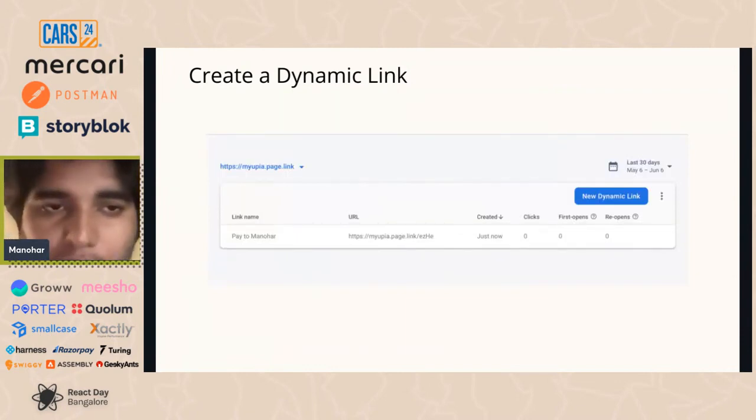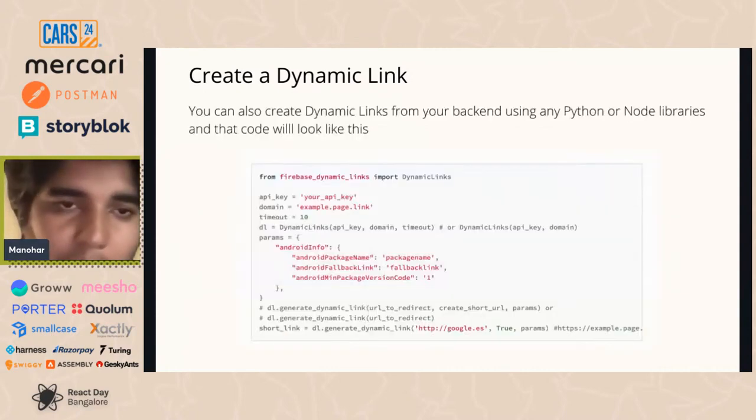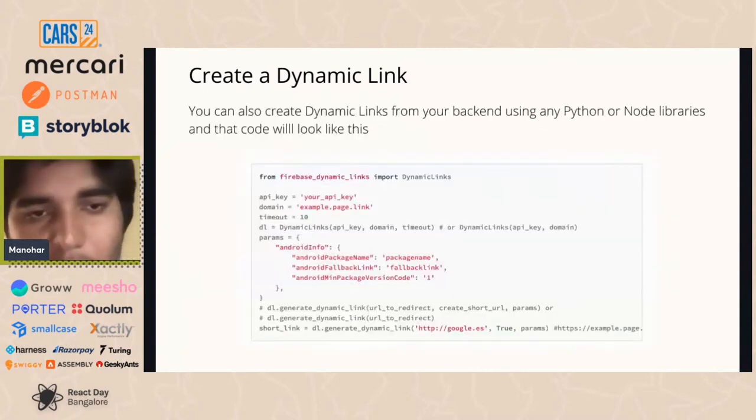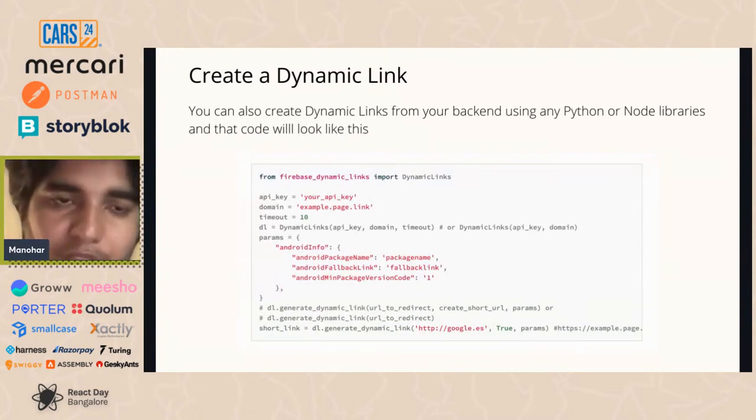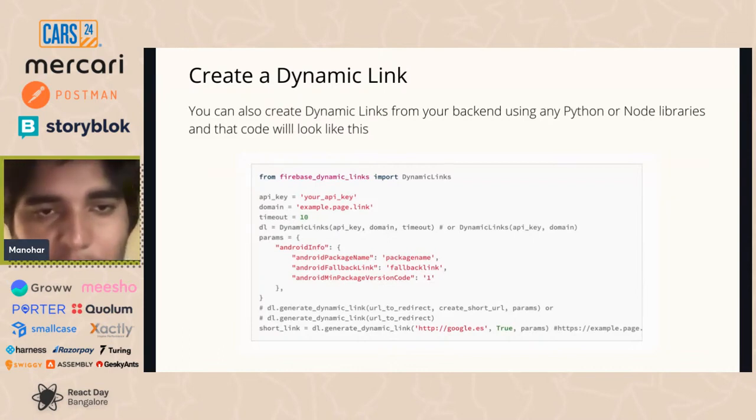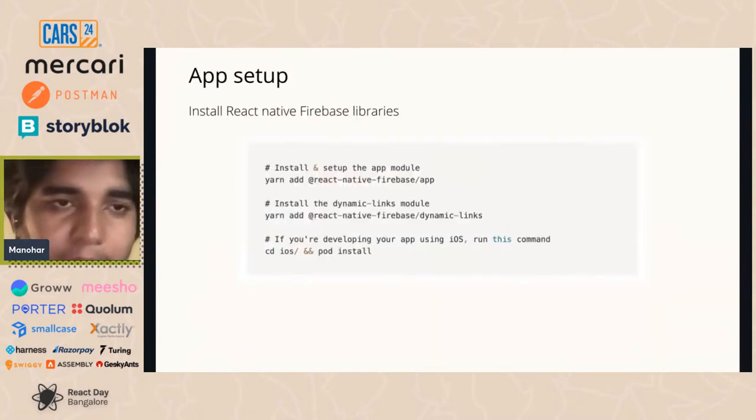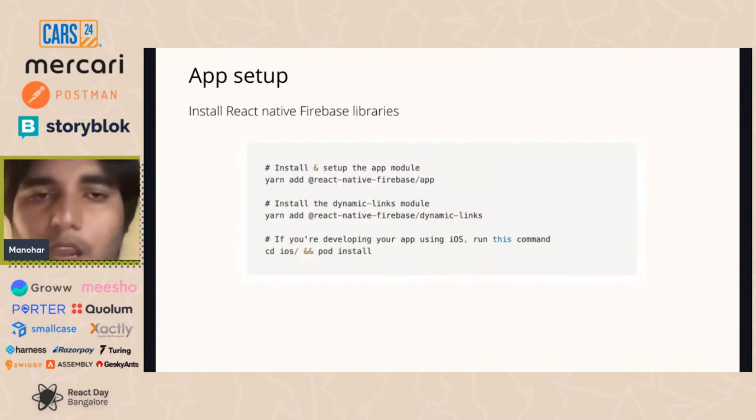And there are other ways to create it. You can create a dynamic link from the backend, which is the most normal use case. You can use any Python or Node libraries for that. This is one of the Python libraries, Firebase dynamic links, and the code will look somewhat like this. You can also create dynamic links from the app directly, but it is not the normal case. People don't usually do that.